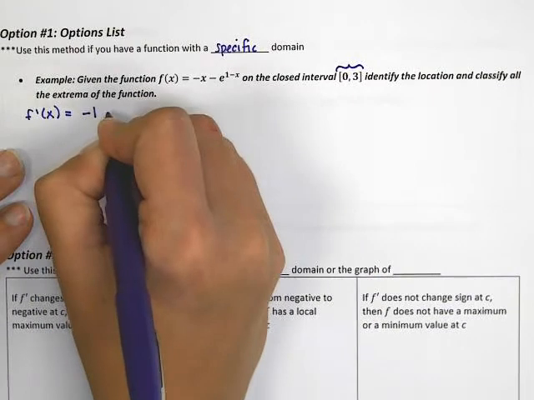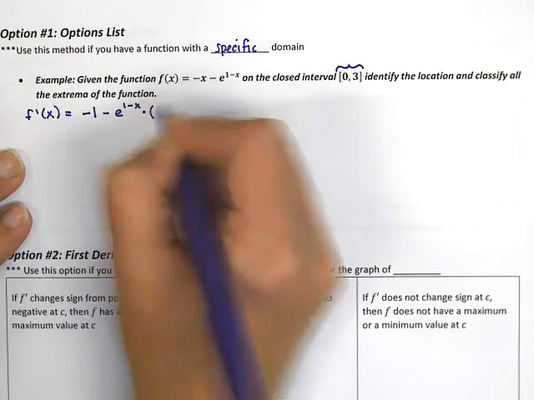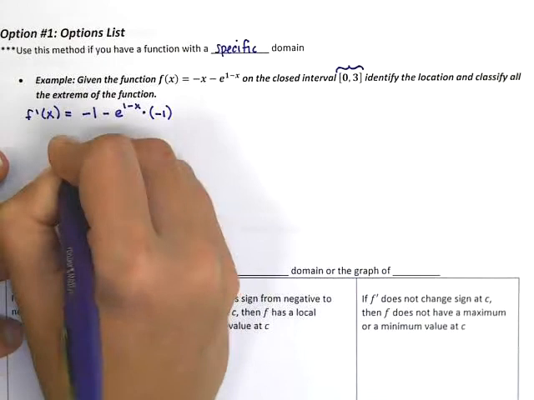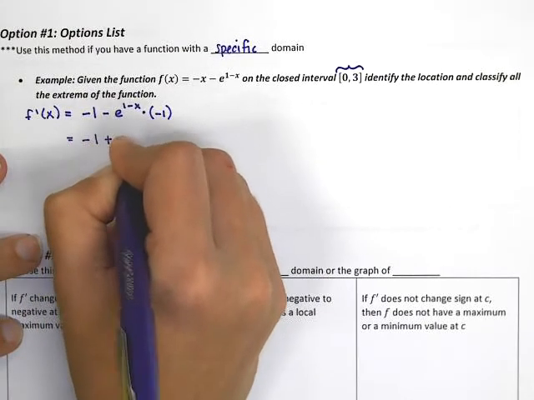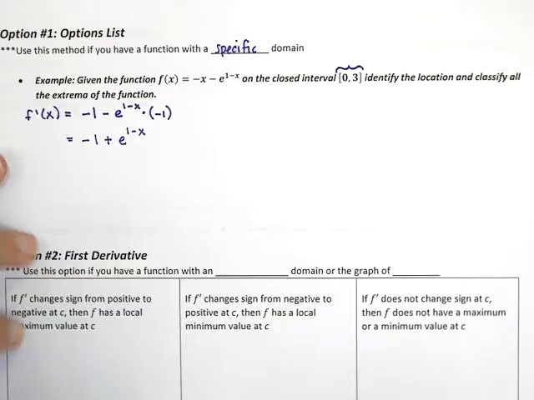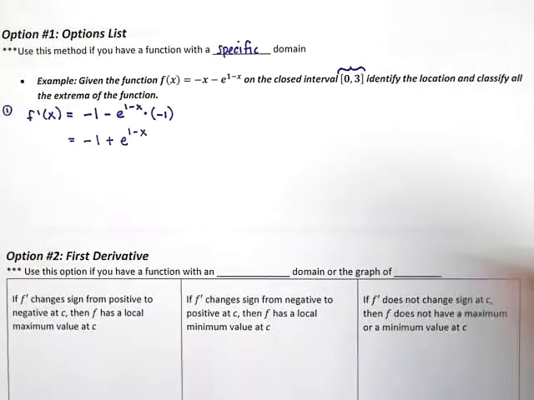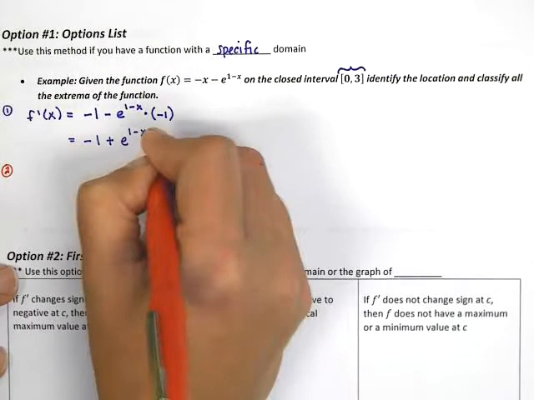The derivative of e to the something is just e to the something, but I would need to multiply by -1 because of the chain rule. So this derivative simplifies to -1 plus e to the 1 minus x. So first we would take the derivative. Then we would make our derivative equal to 0.